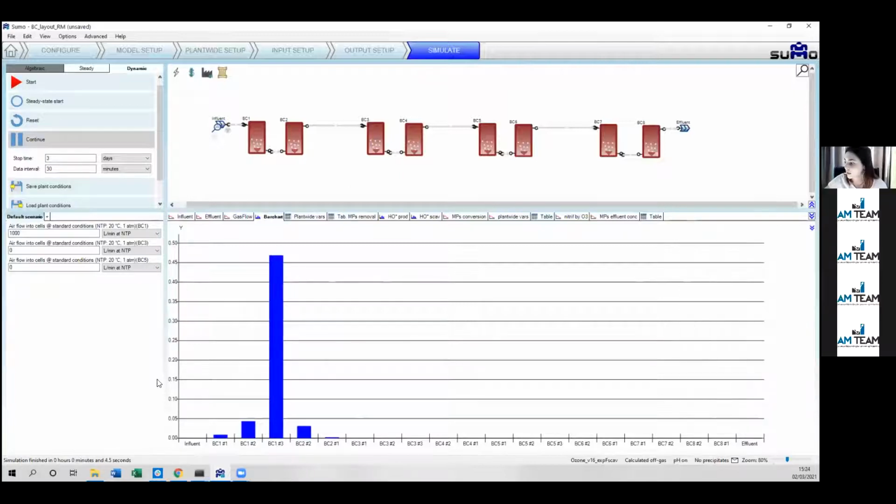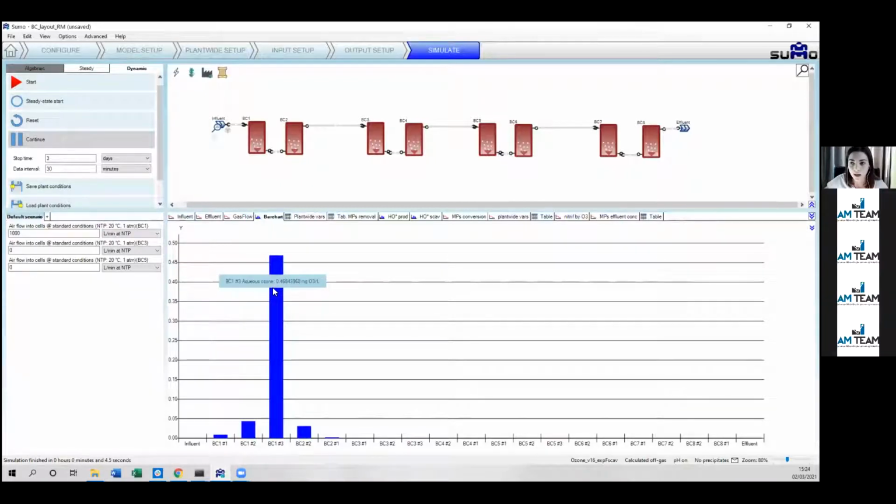So here in this bar chart, you can see the concentration of each variable in each compartment. So here now we are looking at the ozone concentration from the influent, then to the first compartment of the first bubble column, second compartment, third compartment, and then the flow goes on to the other bubble columns.